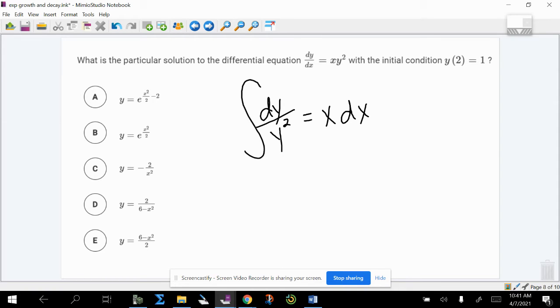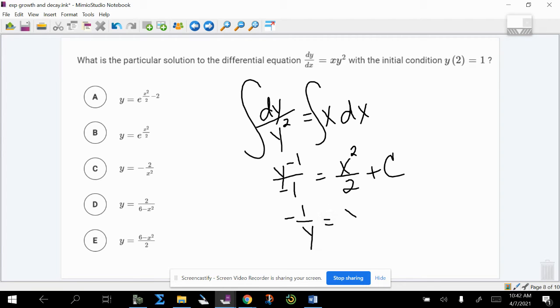We're going to integrate each side. So you have a y squared in the bottom. That's a y to the -2. So power 1 greater divided by that power. X, you just have a plain old x, so power 1 greater divided by that power. You get -1 over y equals x squared over 2 plus c.